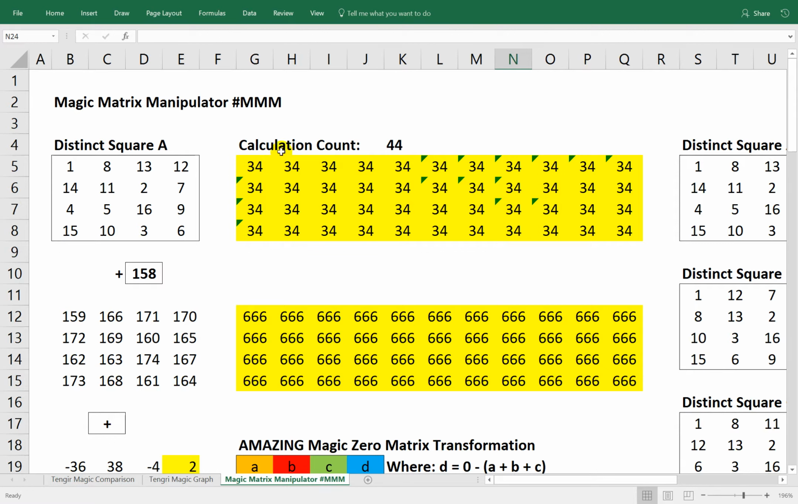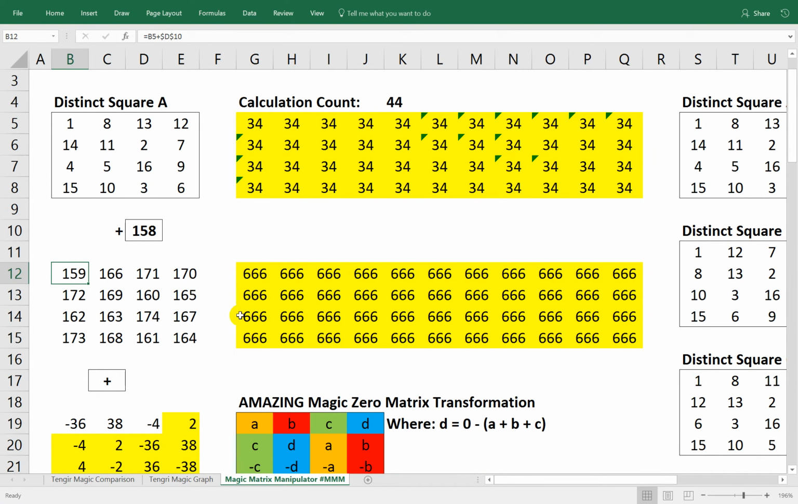I believe there's like 86 total, but as you can see, the sum here is 34. You do a bunch of other sums. This is going to be 34, so this is the most perfect magic square here. So this is distinct A. If we add 158 to every single cell, we get the 666. If you add 157, you get 662.